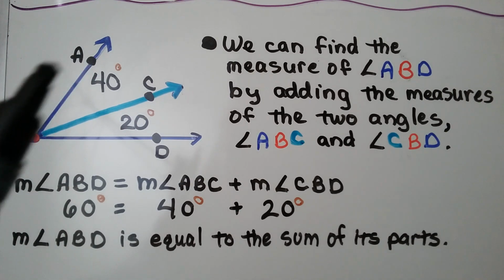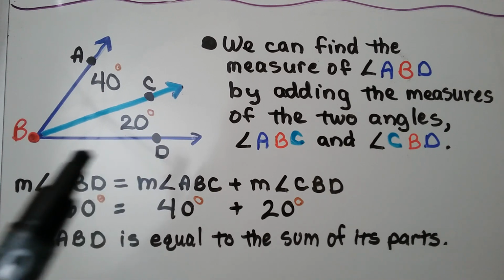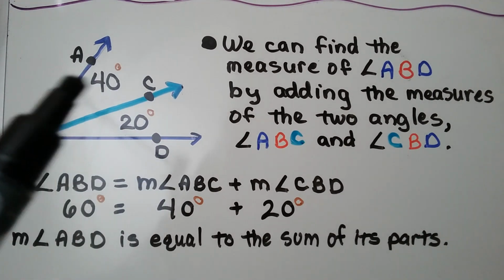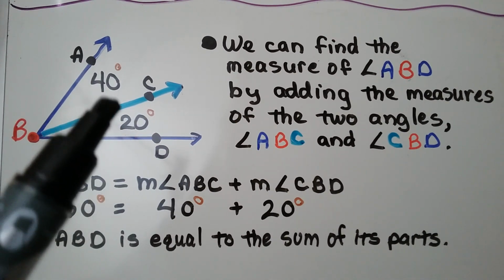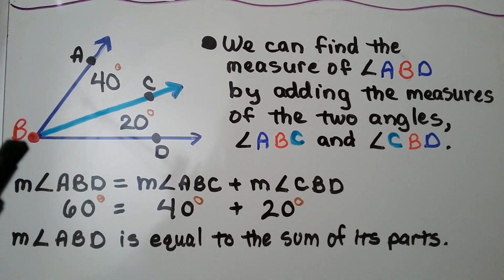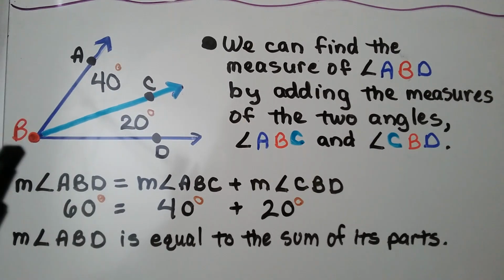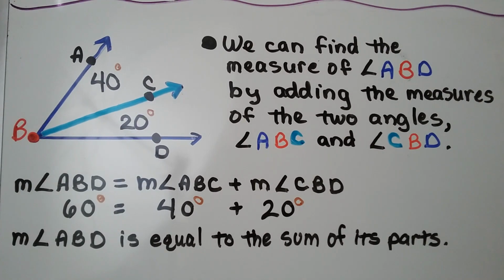We have angle ABD. That's this bigger angle. We have two smaller angles that are inside of this bigger angle. We have angle ABC, that's 40 degrees, and angle CBD, that's 20 degrees.